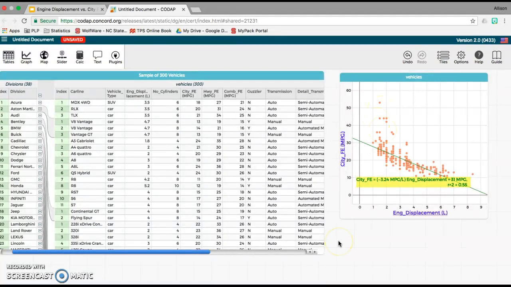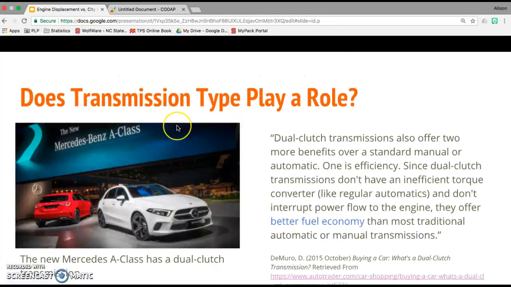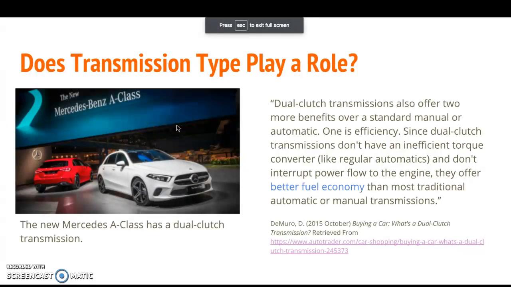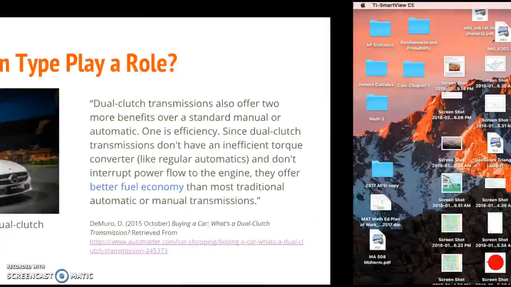So what if I put another variable here? What if we look at transmission type? When I was looking into this Mercedes A-Class, it mentioned that it had a dual clutch transmission, which is a type of automatic transmission. It says that this type of transmission offers a better fuel economy than most traditional automatic and manual transmissions. So this made me think, maybe transmission does play a role in fuel economy and engine displacement. So let's check it out.